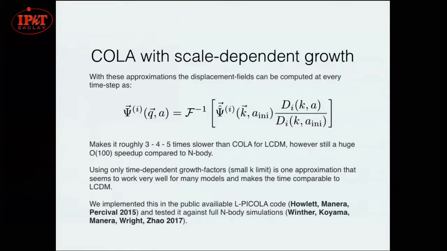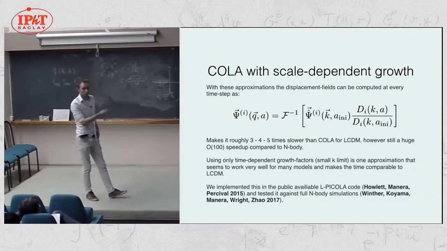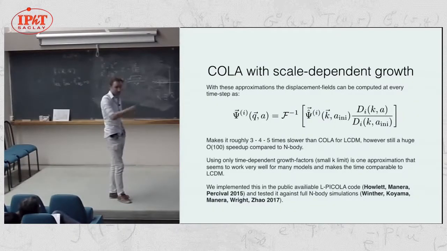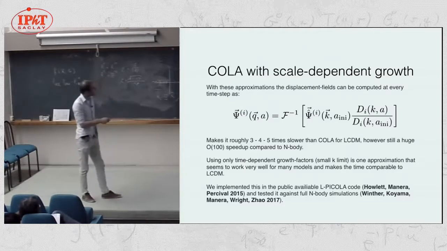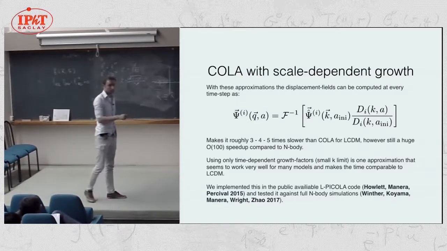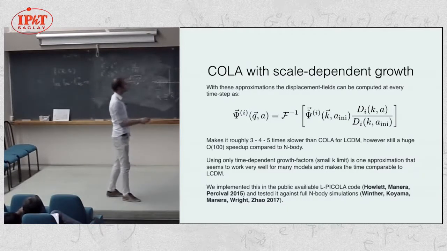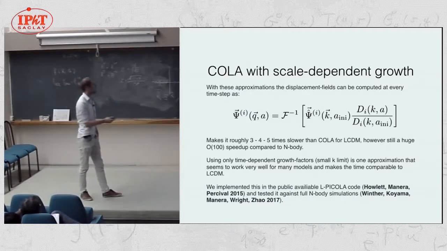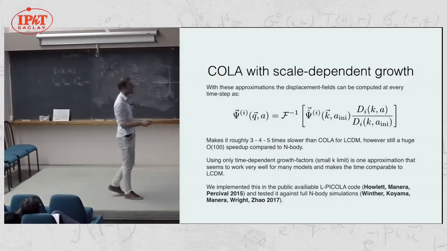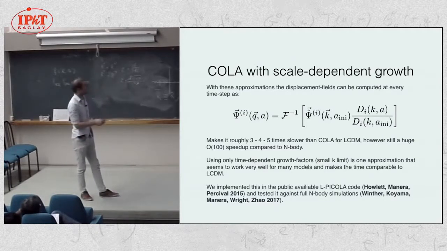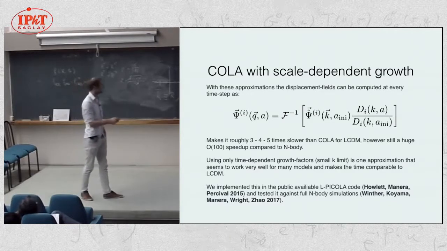So with this approximation, once you run your COLA simulation, you need to have this displacement field at every time step. So what you then do is that you basically get them from computing these growth factors and taking a Fourier transform with respect to the initial displacement field. So this is a bit more computationally involved than in lambda CDM, which makes it roughly 3, 4, 5 times slower than COLA for lambda CDM. However, this is still a huge speed up compared to traditional n-body.